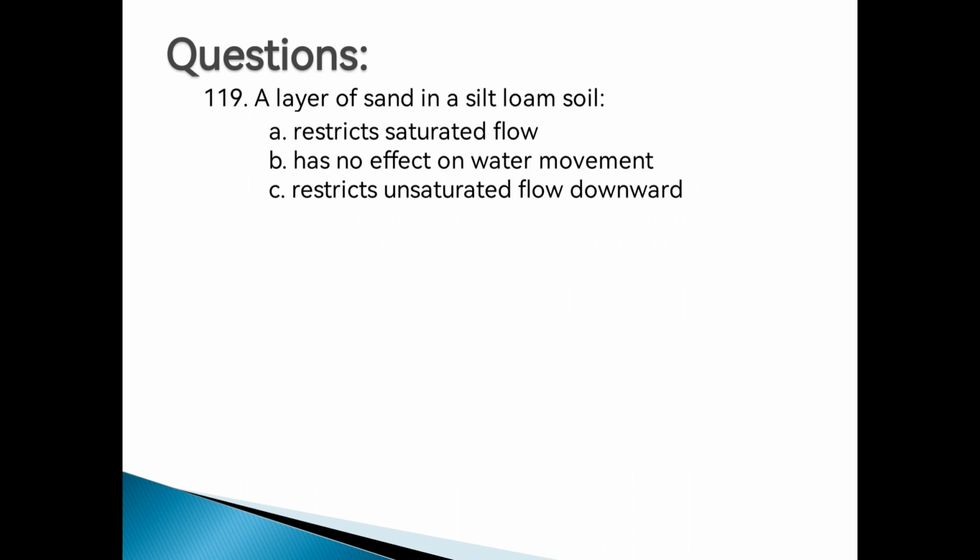Question 119. A layer of sand in a silt loam soil, A, restricts saturated flow, B, has no effect on water movement, C, restricts unsaturated flow downward. The correct answer is C, restricts unsaturated flow downward.